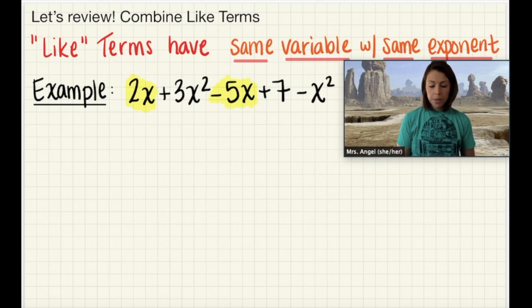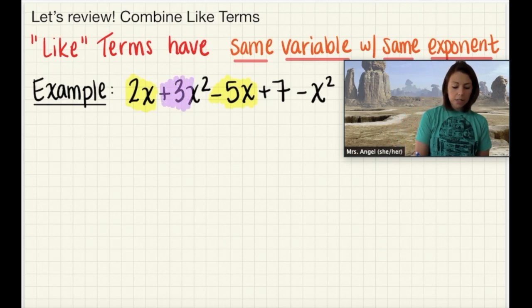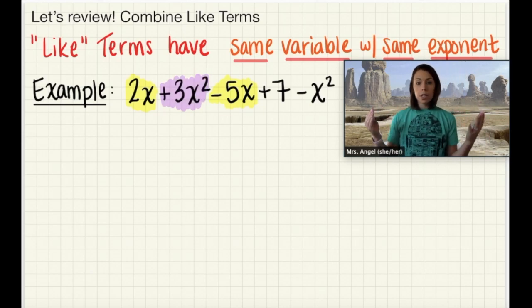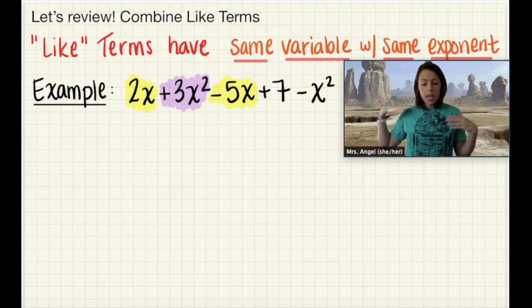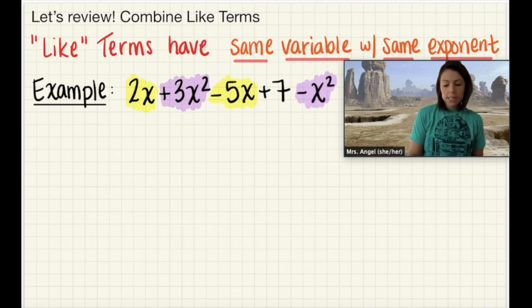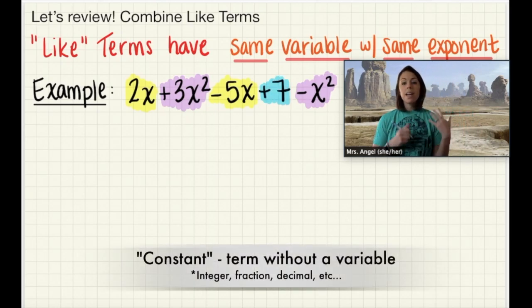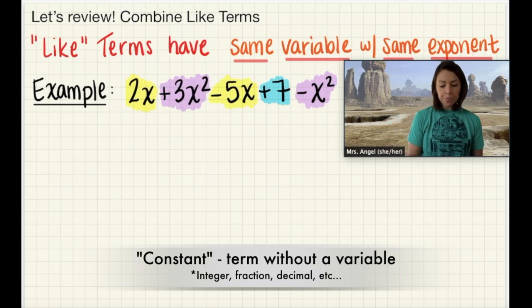The next term I see in this expression is a positive 3x squared. Which of the remaining two terms here also has an x squared? That would be this minus x squared. And then my final type of term here is just a constant. A constant is a term that does not have a variable.